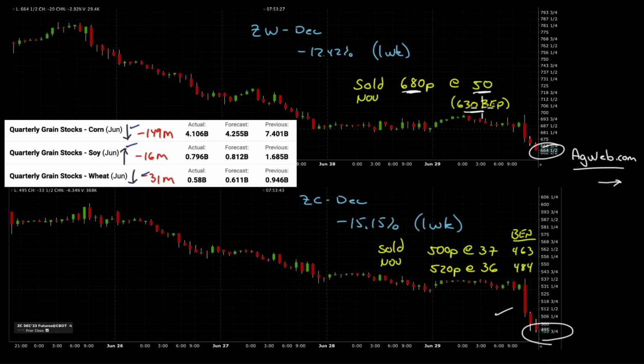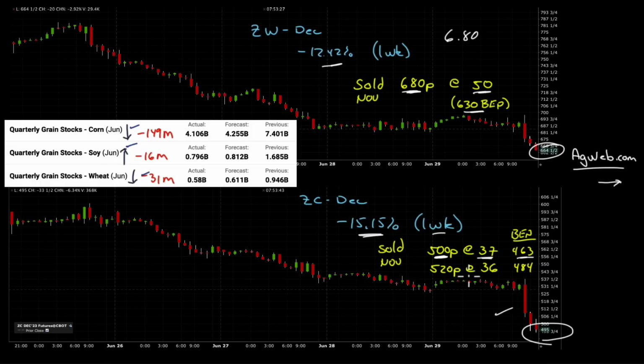For corn, I got a little bit more aggressive here. Down 15% in 1 week. Wheat was down 12%. I sold the 500, and when I say 500, these are quoted in cents, right? This is not $680, this is $6.80, and this is quoted in cents as well. Ags are quoted in cents. So when you see live cattle at 180, that's $1.80 per pound. This is $5 per bushel. So I sold the $5 per bushel puts for 37 cents, break even 463.